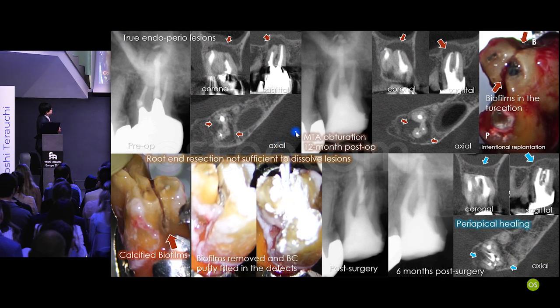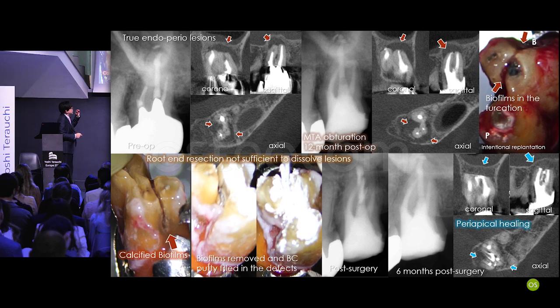So this is one of the cases where I provided periodontal treatment. Look at this pre-op. You see the big lesion, and you see several deep probing depths. First I did endo treatment. I waited 1 year, nothing changed.